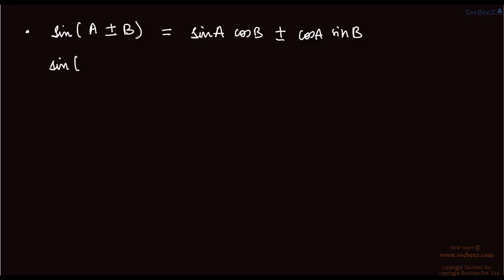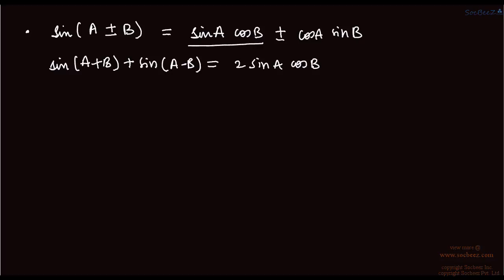And sine A plus B plus sine A minus B is equal to 2 sine A cos B. Fine. Because sine of A plus B plus sine of A minus B will be sine A cos B plus cos A sine B plus sine A cos B minus cos A sine B. So the cos A sine B element will get cancelled, the negative term with the positive term. And the sine A cos B will come twice. So 2 sine A cos B.